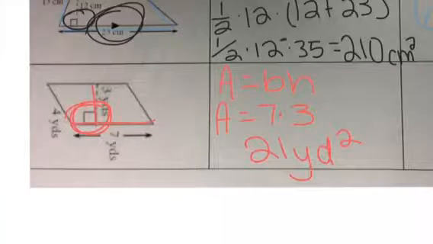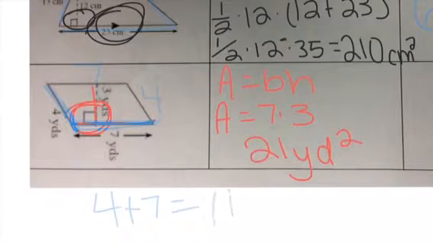Okay, so let's take a look at the perimeter. Remember, the perimeter is that outside edge. Let me switch colors here. 4 and 7. Now remember, this side's also 4 and this side's also 7. So 4 plus 7 is 11, and we have that double, so it's 22. And our label is yards.